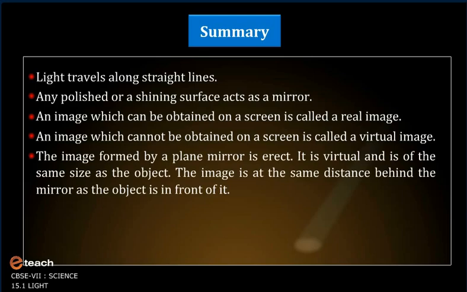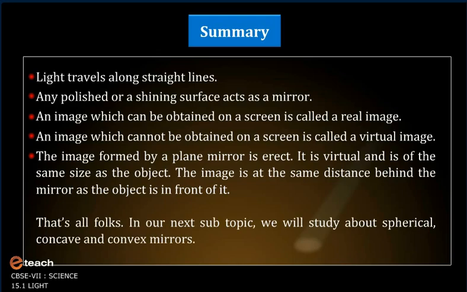The image formed by a plain mirror is erect. It is virtual and is of the same size as the object. The image is at the same distance behind the mirror as the object is in front of it. That's all, folks. In our next subtopic, we will study about spherical, concave, and convex mirrors.